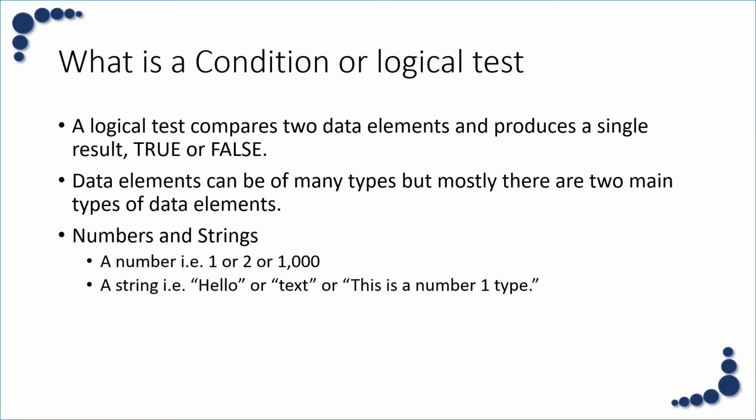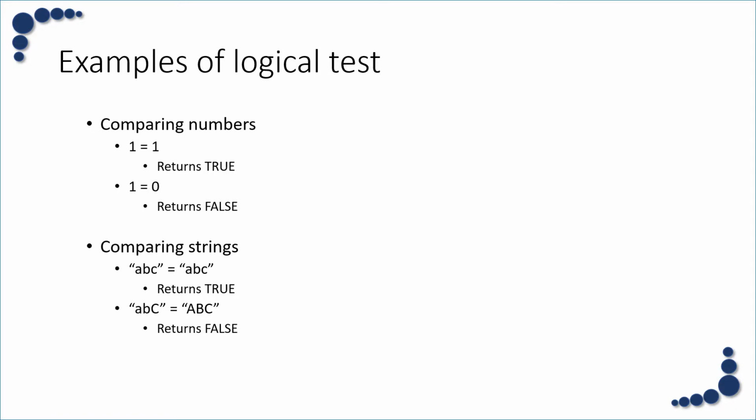A logical test compares two data elements of the same type and returns true or false. Data elements can be numbers, strings, or dates, as an example. Here is an example of a logical test comparing numbers. For example, 1 equal 1 will return true, as we have used the equal sign, which is the equal operator, to compare two values. And if the values are 1 equals 0, this will return false.